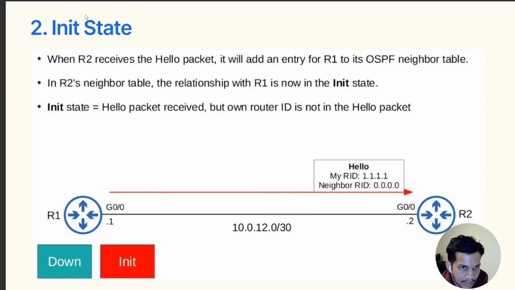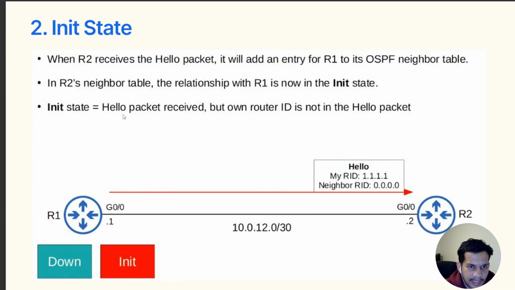Second, there is the init state. When R2 receives the hello packet from R1, it will add an entry for R1 to its OSPF neighbor table. In R2's neighbor table, the relationship with R1 is now in the init state. That's why the state is called init state.